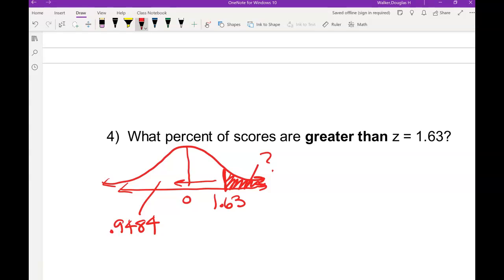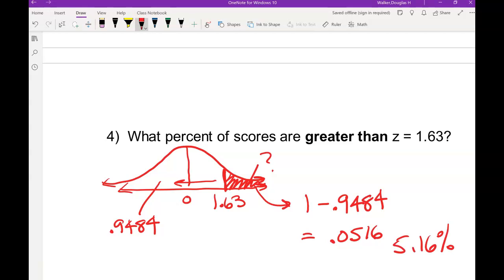So you have to read these questions carefully. We want greater than, so we have to subtract that number from 1. So 1 minus 0.9484 is 0.0516. So that's 5.16% of values are greater than that z-score.